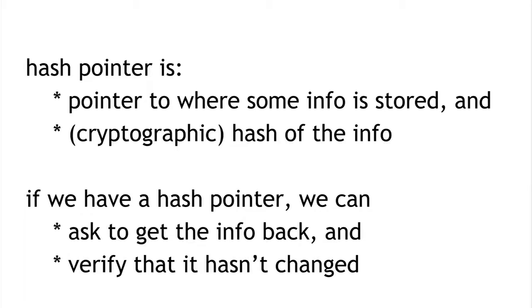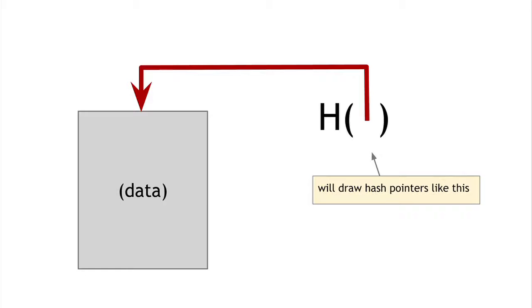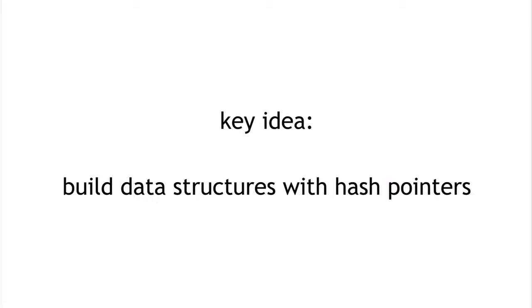And it's also going to let us verify that the information hasn't changed. So a hash pointer tells us where something is and what its value was. Okay, and we're going to draw a hash pointer in diagrams like this. We're going to have H of, and then an arrow that points to something. So anything drawn like this, you think of it as being a hash pointer to this thing. It's a pointer to where it's stored, and it's also the hash of the value that this data had when we last saw it.